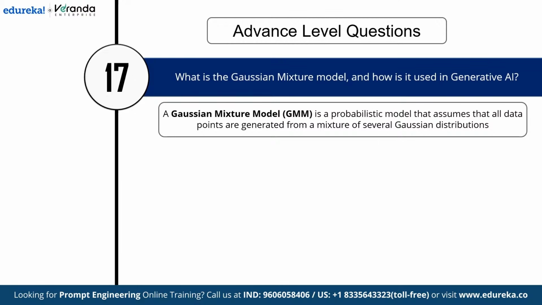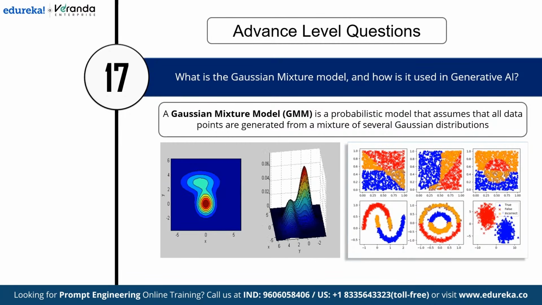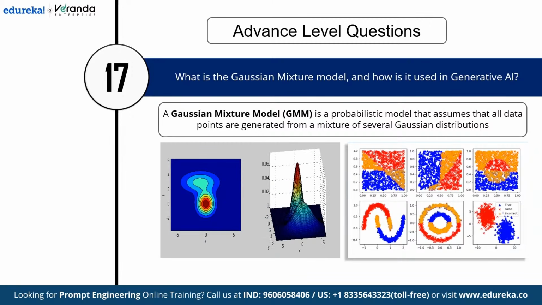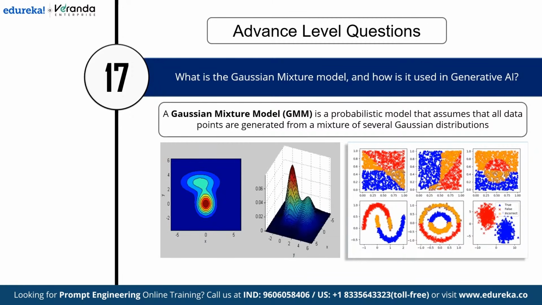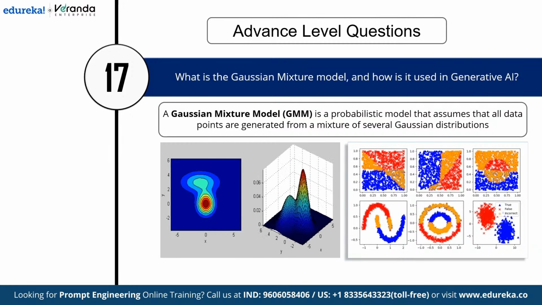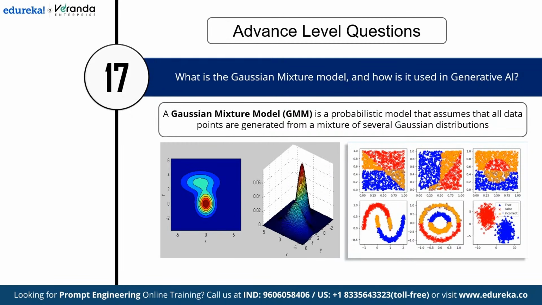A Gaussian mixture model is a probabilistic model used in generative AI. It assumes that data points arise from a combination of multiple Gaussian distributions. The image visualizes the concept. The first shows a single Gaussian distribution, the second shows a mixture of two Gaussian distributions, and the third row shows data points generated from various Gaussian mixture model configurations.